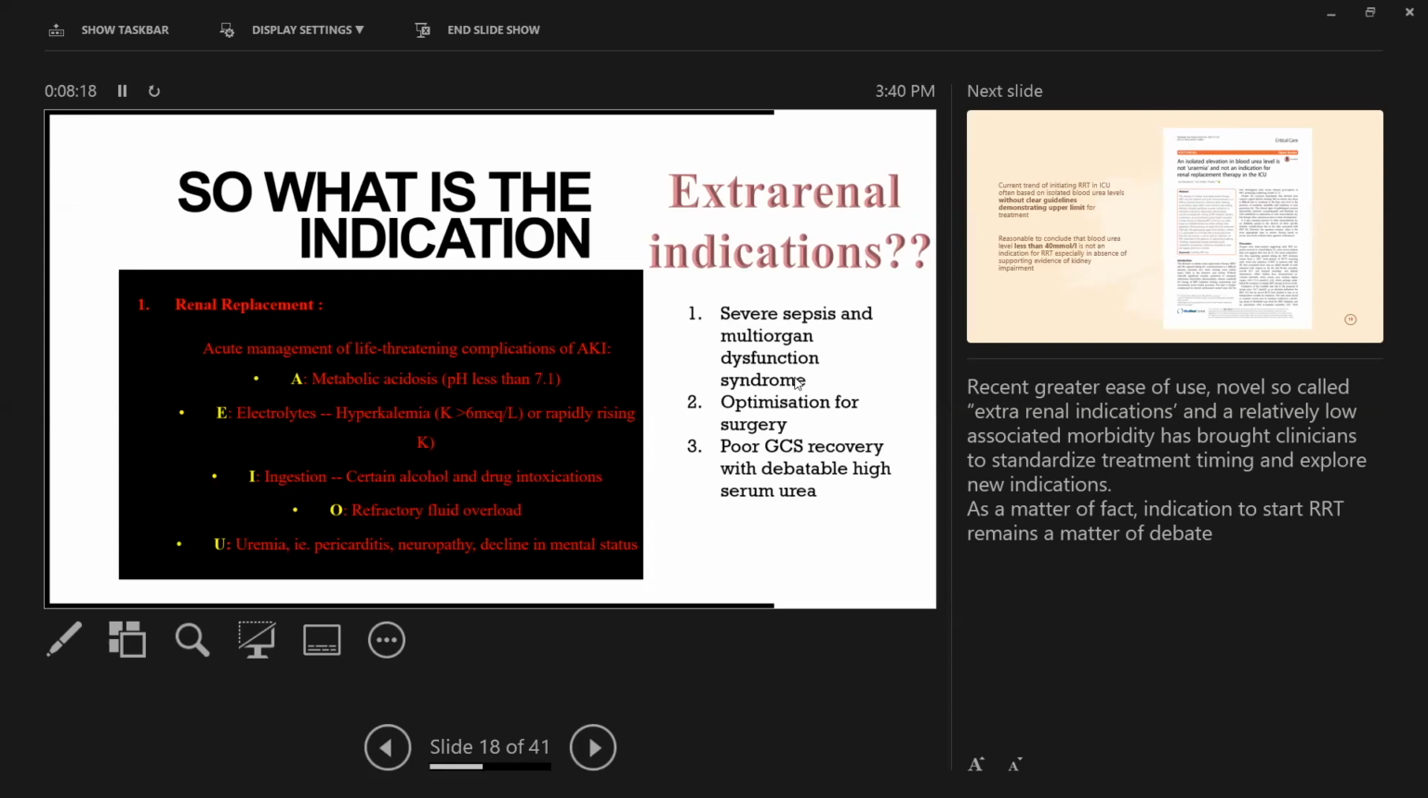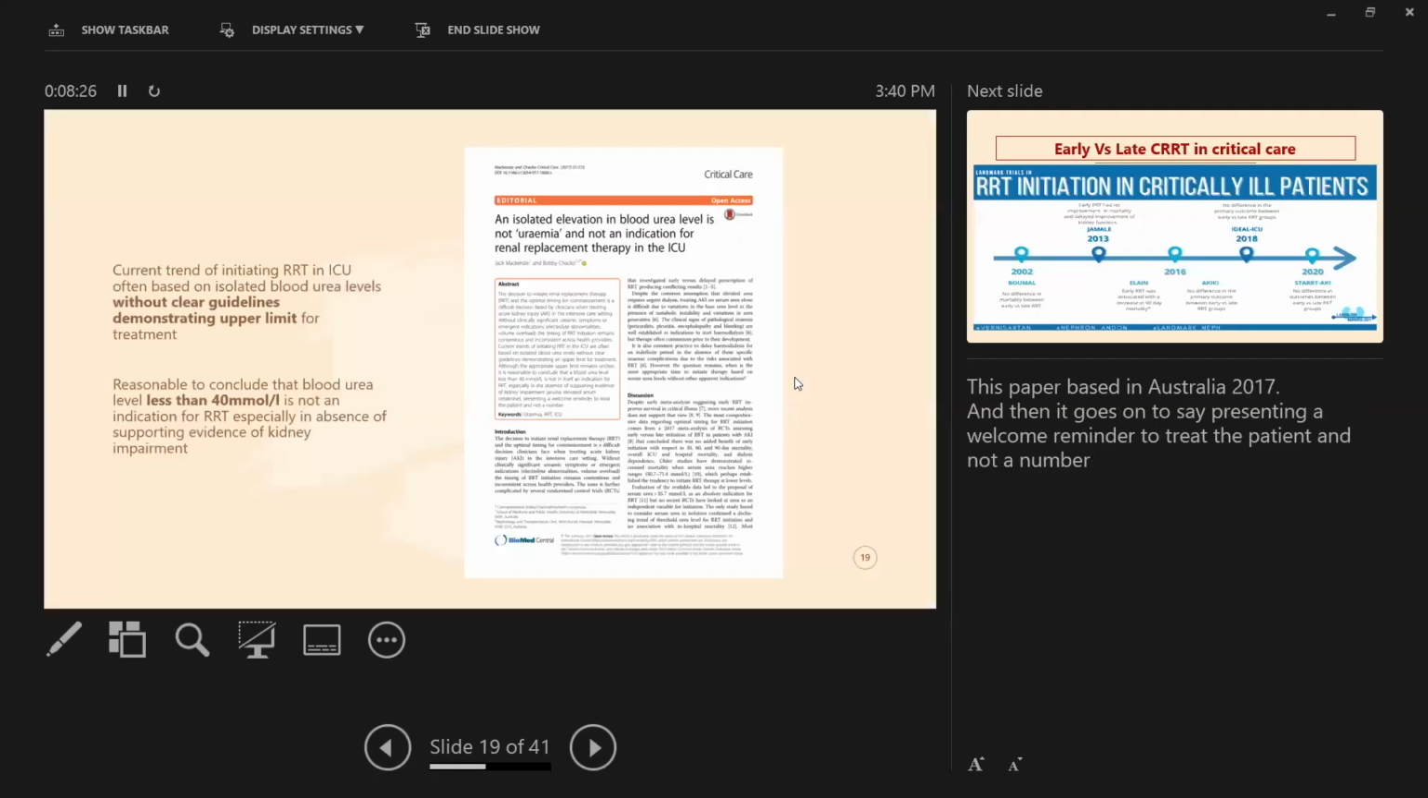But all these indications are still a matter of debate. So it's on a patient-to-patient basis. According to this paper based in Australia in 2017, an isolated elevation of blood urea level is not uremia and not an indication for RRT in the ICU.